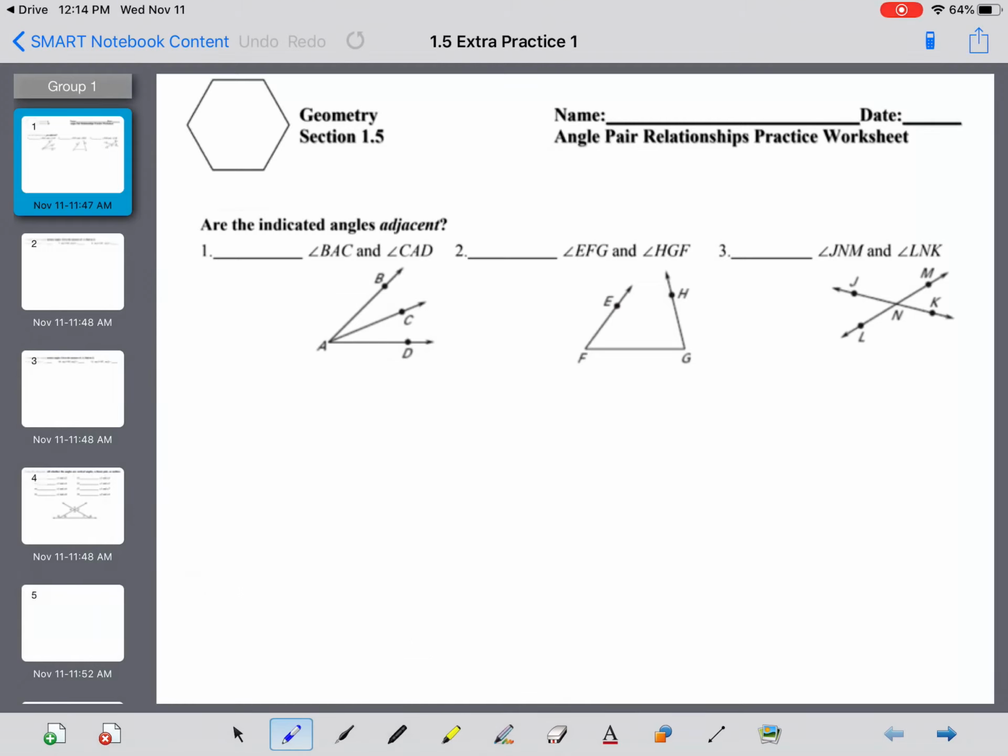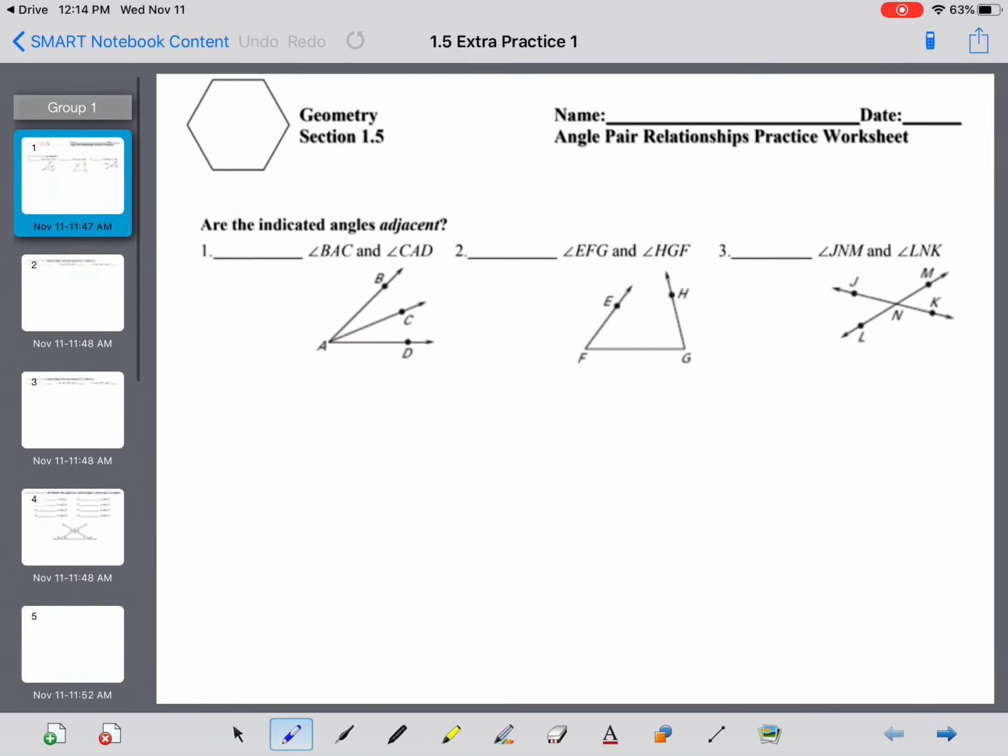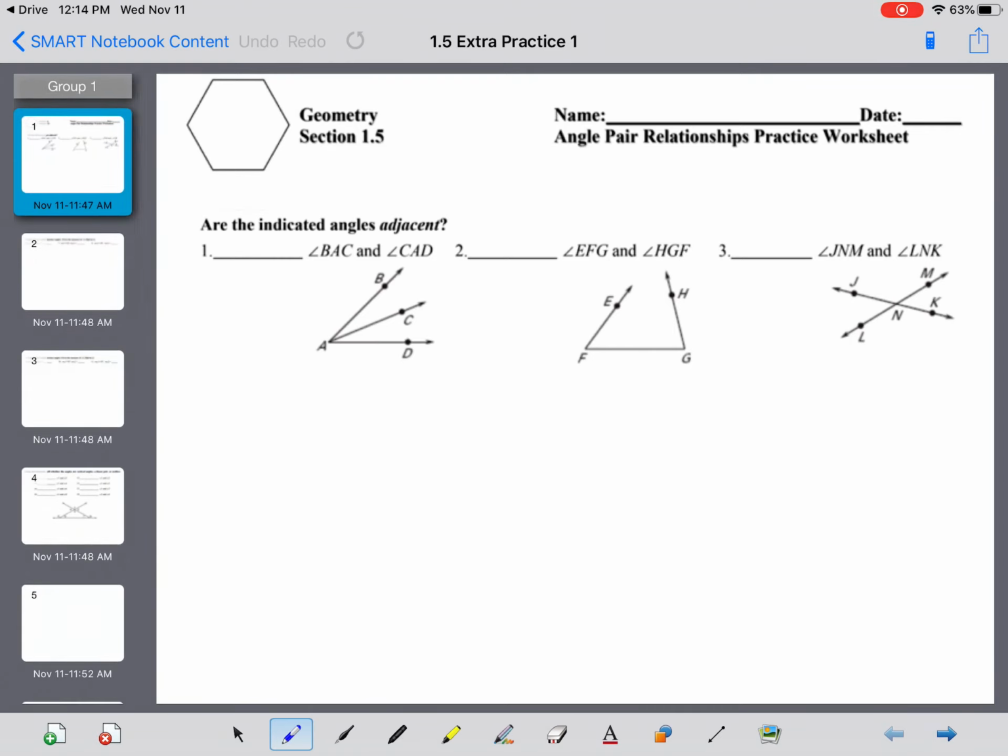Alright everyone, this is 1.5 extra practice. This is a good summary of what we've learned in the previous section, 1.5, when talking about angle pairs and relationships of angle pairs. This may extend from one lesson to 2 lessons. We'll see how quickly we can get through this.